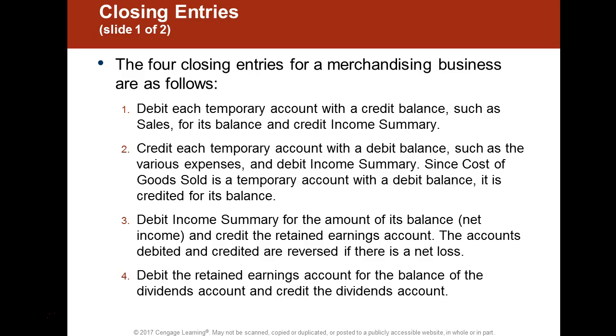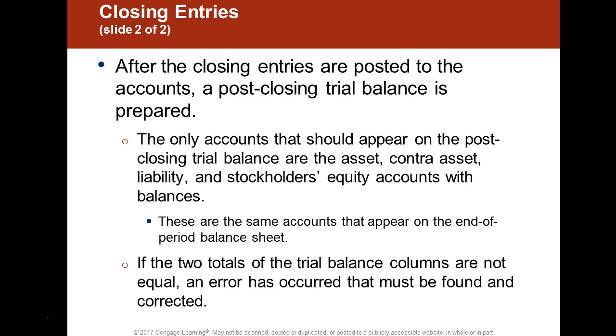Closing out your temporary accounts with your income summary: closing out your temporary revenues and your expenses to income summary, and then closing your income summary to your retained earnings. And then also, finally, not forgetting to close out anything that was in your dividends account to retained earnings. Very important entries, and they're very, very similar. After you close your entries, you're going to prepare a post-closing trial balance, and clearly a post-closing trial balance will only show your asset accounts, your liabilities, and your stockholders' equity.